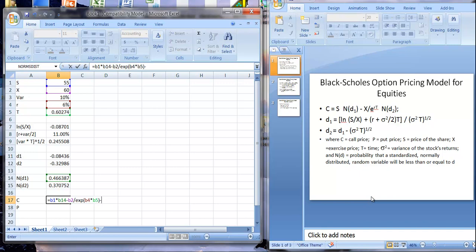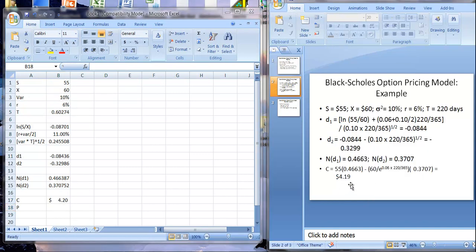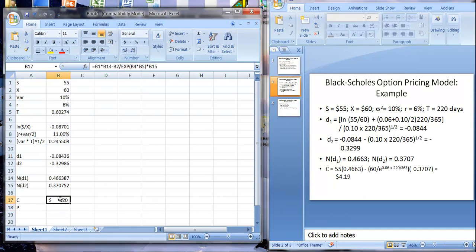Okay. Minus, what do we subtract? Wait a minute, did I do that right? Oh, no, I'm sorry. No subtraction, just times ND2. ND2 was in B15. So hopefully I got that right. And let's see, $4.20. And if we scroll over to this one, $4.19. Okay, a little rounding, but that's the correct answer.